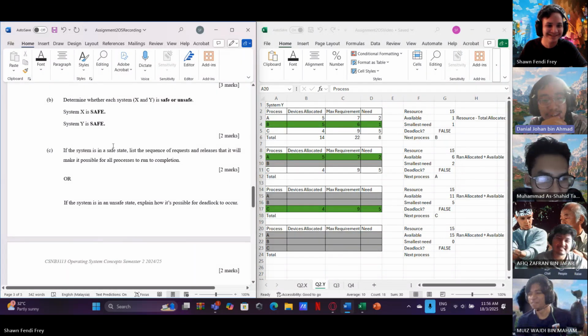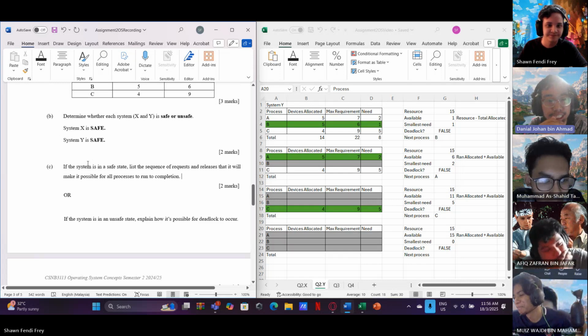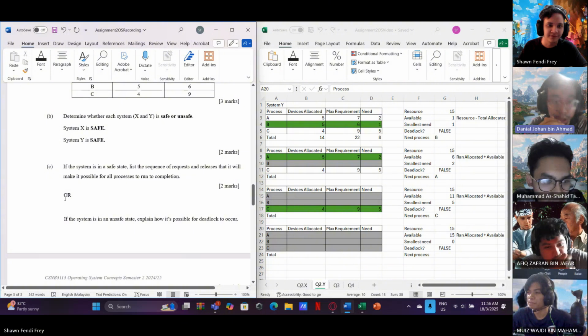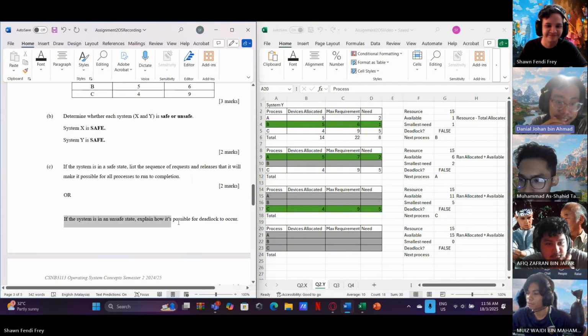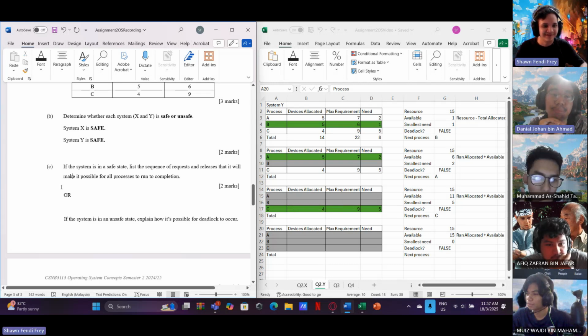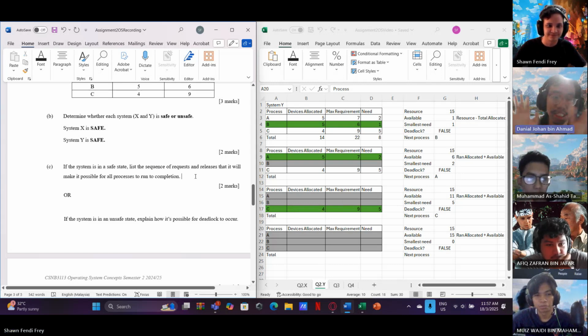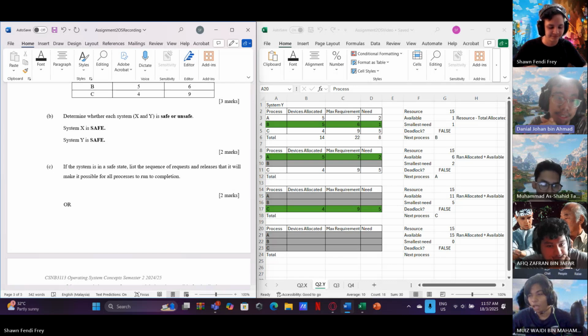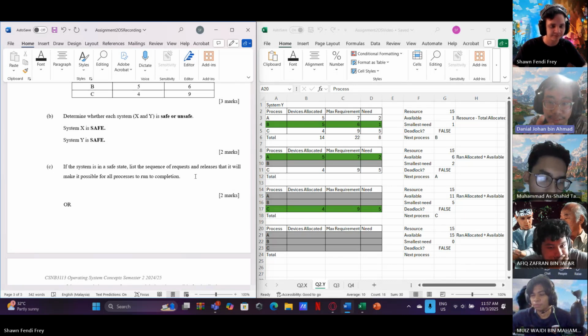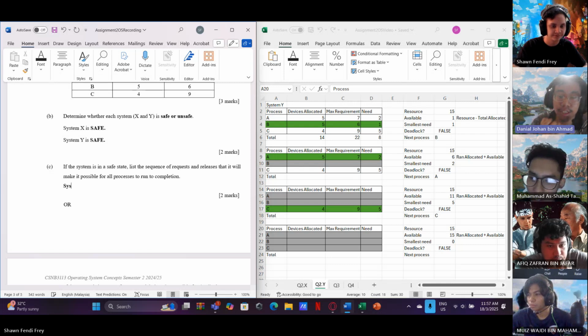If the system is in a safe state, list the sequence of requests and releases that will make it possible for all processes to run to completion. Or, if the system is in an unsafe state, explain how it's possible for deadlock to occur. Now, looking at question B, system X and system Y are both safe, which means we take the first route. The system is safe. So, looking at our Excel sheet, it is very clear.